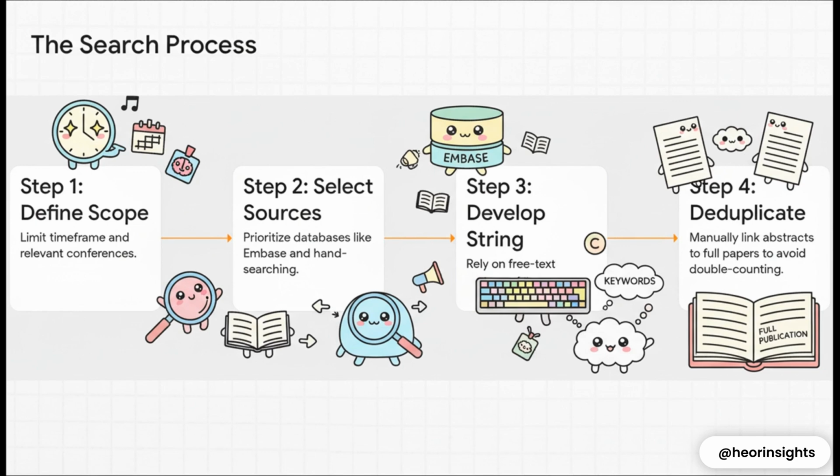Third, develop a search string that relies on free text keywords and publication type filters. And the 4th step is critical. You must manually deduplicate the results and link them to any subsequent full publications to avoid double-counting evidence.